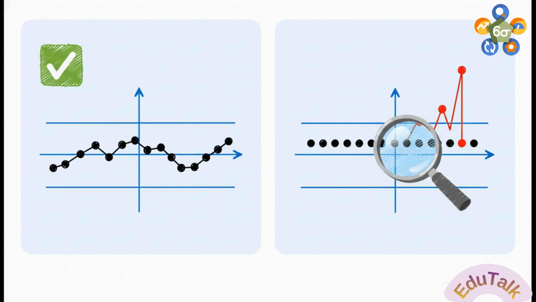If all your data points are just kind of bouncing around randomly between those control limits, you're good. Your process is in control. It's stable, it's predictable. But the second you see one of a few specific signals, ding, ding, ding, the chart is yelling at you that it's out of control, and a special cause has snuck in that needs your attention.